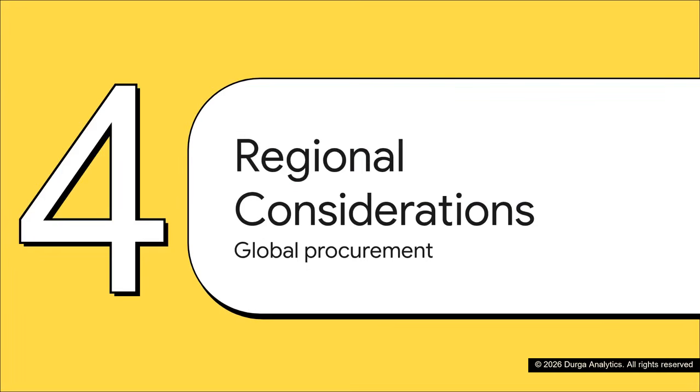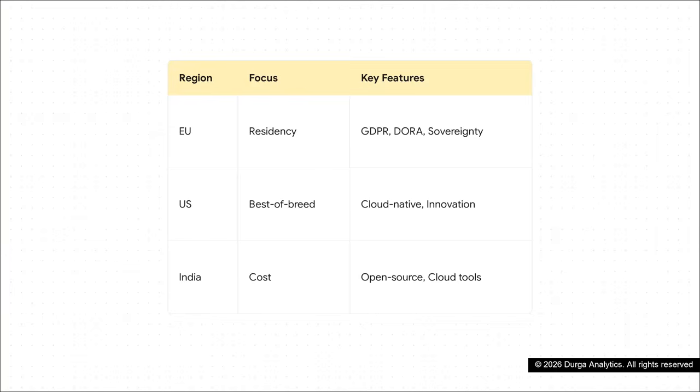Let's look at Section 4, Regional Tooling Considerations, Understanding Global Realities in Procurement. Context is everything when you're designing a global program. Take the European Union, for example. They prioritize being residency-aware. Tool data residency matters deeply for GDPR, and auditability features are highly prized for regulations like DORA and BCBS 239.